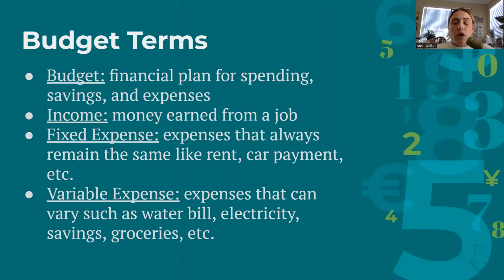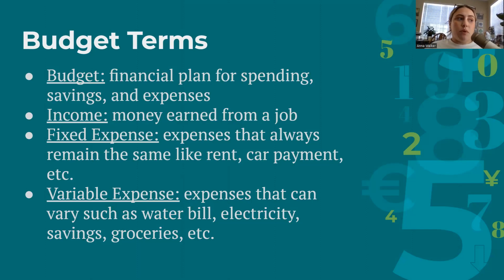The next section is what's called budget terms. A budget is basically a financial plan for spending, savings, and expenses. You get money from different areas, whether it's your job or your family, but you also have things that you might need to pay for, like when you go shopping or if you have to pay rent or pay for your cell phone. A budget helps you figure out where all of your money is going to go.